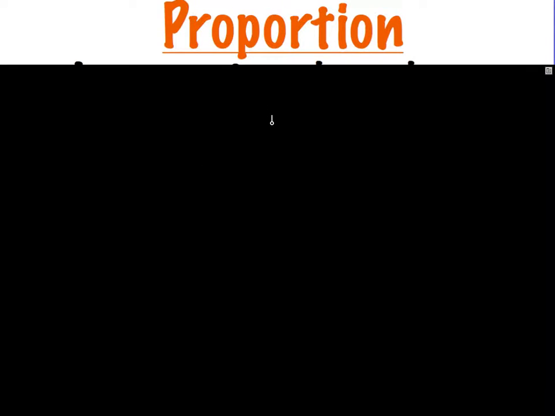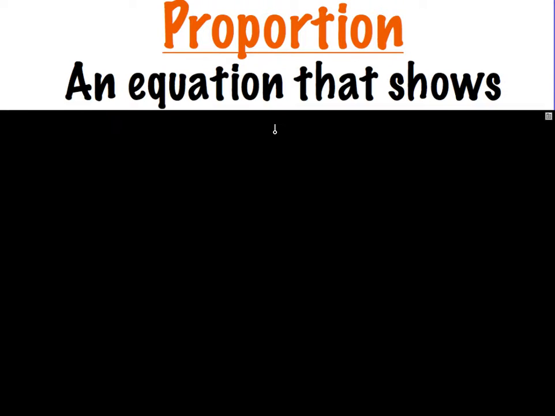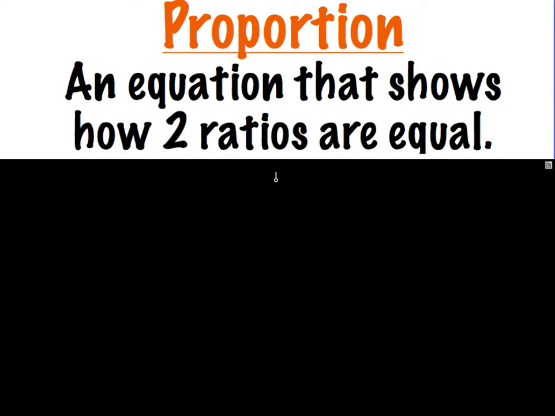All right, so we have some vocabulary again for this lesson. Our first word is going to be proportion. A proportion is an equation that shows how two ratios are equal.